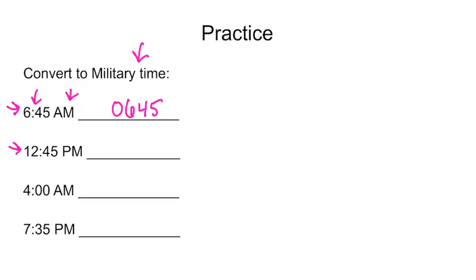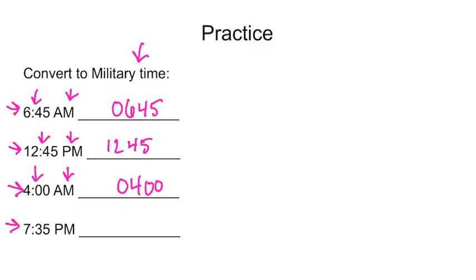Here I have a number that's PM. I'm going to eliminate the PM. I'm going to eliminate the colon, and I have 12:45 p.m. So in this case, my number is just 12:45. Okay, so here we go. We have 4 a.m. Again, omit the colon, omit the a.m. 4 o'clock. It's only 3 digits. I have to add a 0 before that 4.